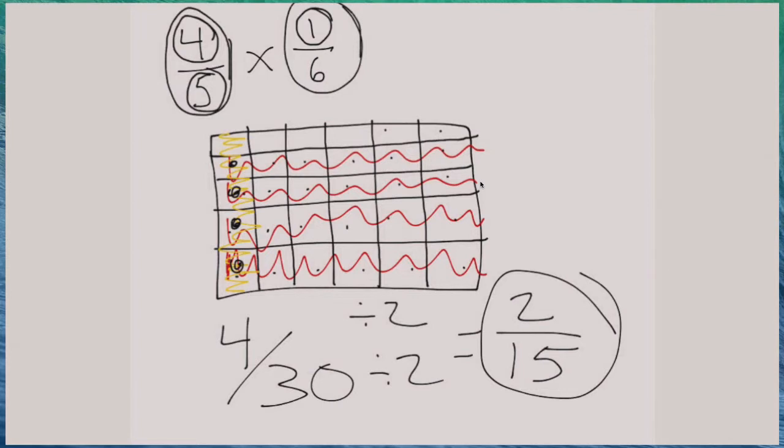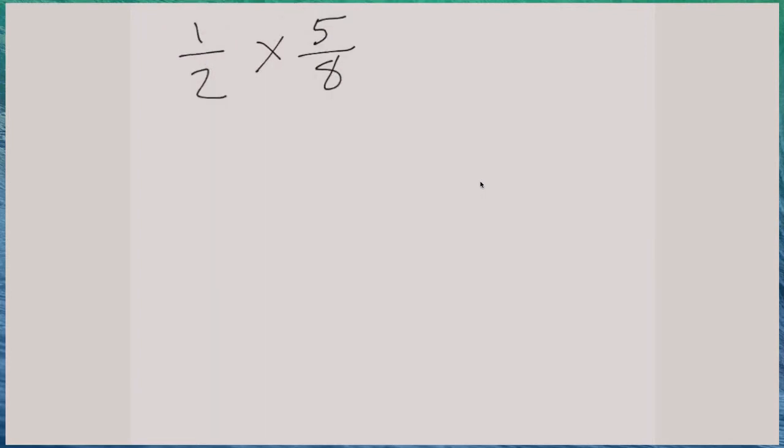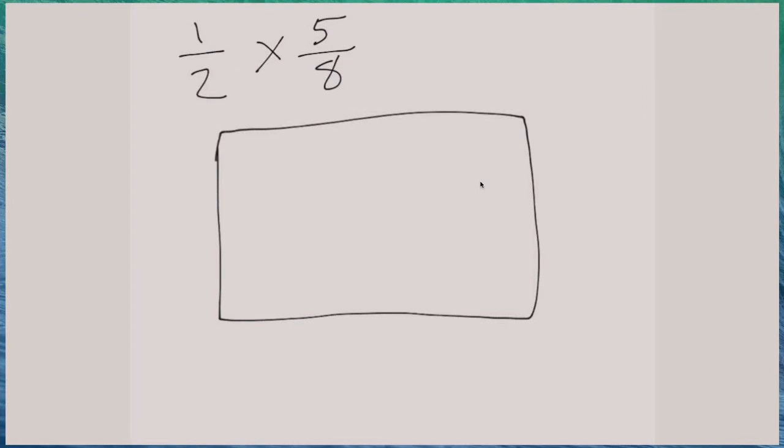Let's go ahead and try another problem. This one, we're going to do 1/2 times 5/8. So again, I start out by drawing my rectangle. I divide it horizontally to match into the same number of pieces as would match my denominator. So in this case, I divide it into 2 pieces horizontally. Pretty easy. Now I'm going to shade in one of those pieces to match the numerator.